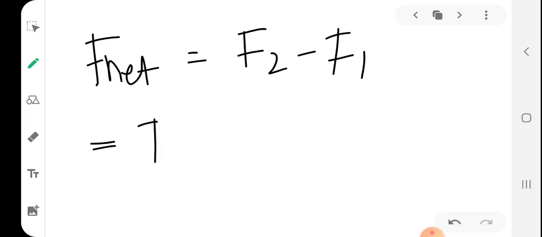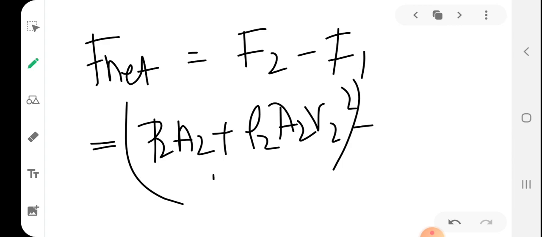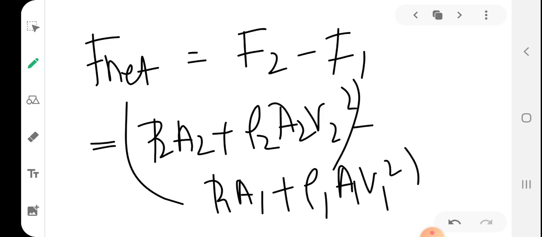So what is F2? P2 A2 plus ρ2 A2 V2 square, minus P1 A1 plus ρ1 A1 V1 square, right? So this is nothing but stream thrust, or thrust produced by the stream due to the flow between two sections. It is the difference between the impulse function at two different sections.